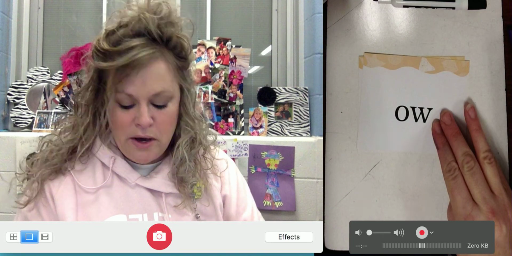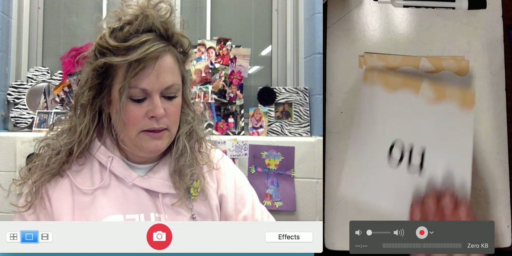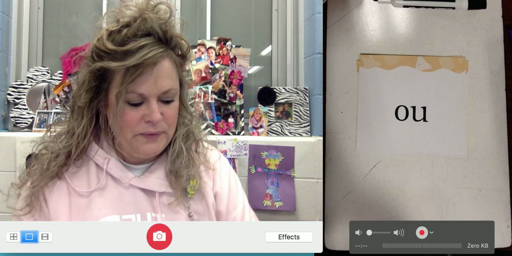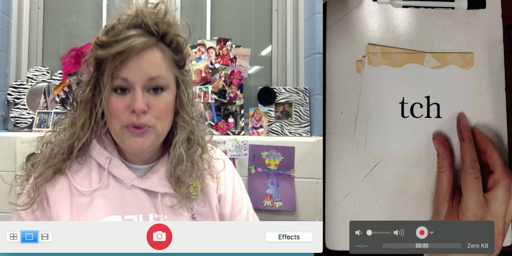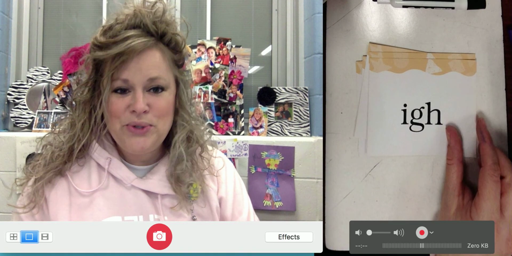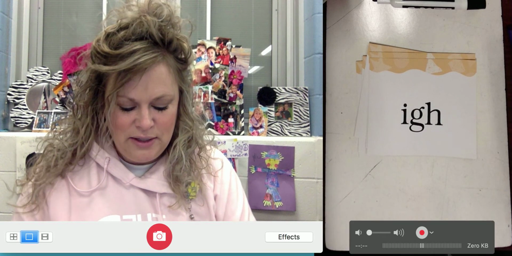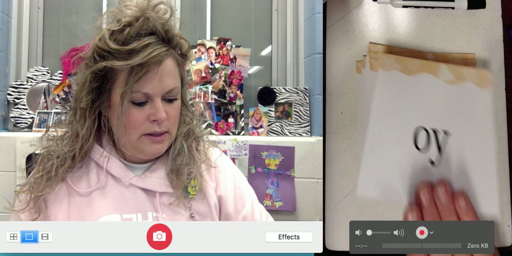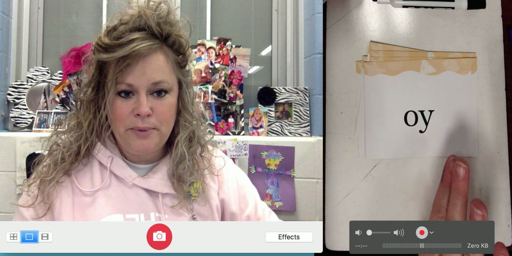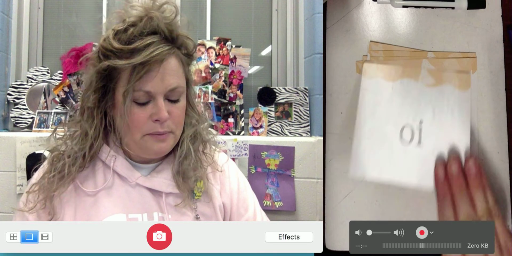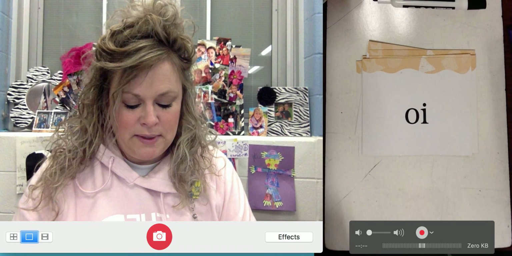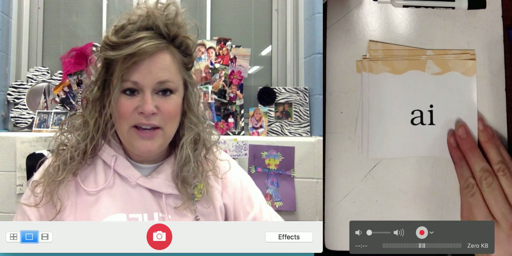Digraph diphthong OW. Digraph diphthong OU. Trigraph TCH. Trigraph IGH. Diphthong OY says oi in the final position. Diphthong OI says oi in the medial, sometimes initial position. Digraph AI.